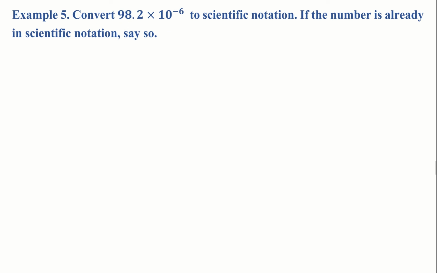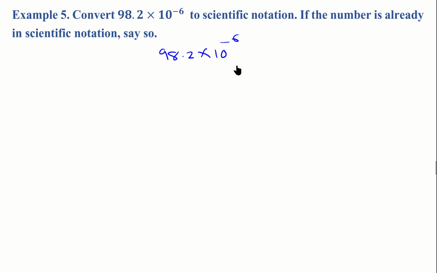How about this one? Is the number 98.2 times 10 to the negative 6 in scientific notation? Well, it certainly looks scientific notation-ish, doesn't it? It kind of looks like it's in scientific notation, but we have a problem, right? The problem is the 98.2. This is not a problem. That's an integer. This is a problem because that's not a number between 1 and 10.